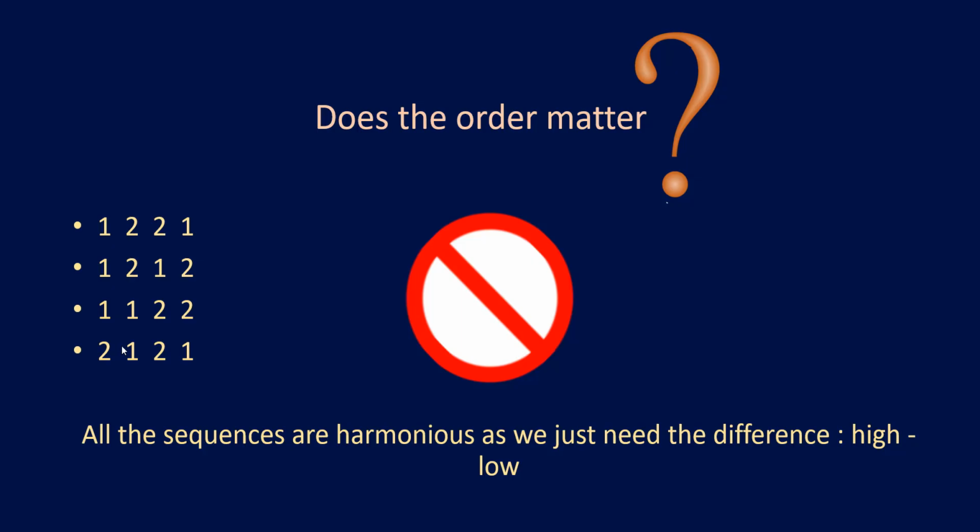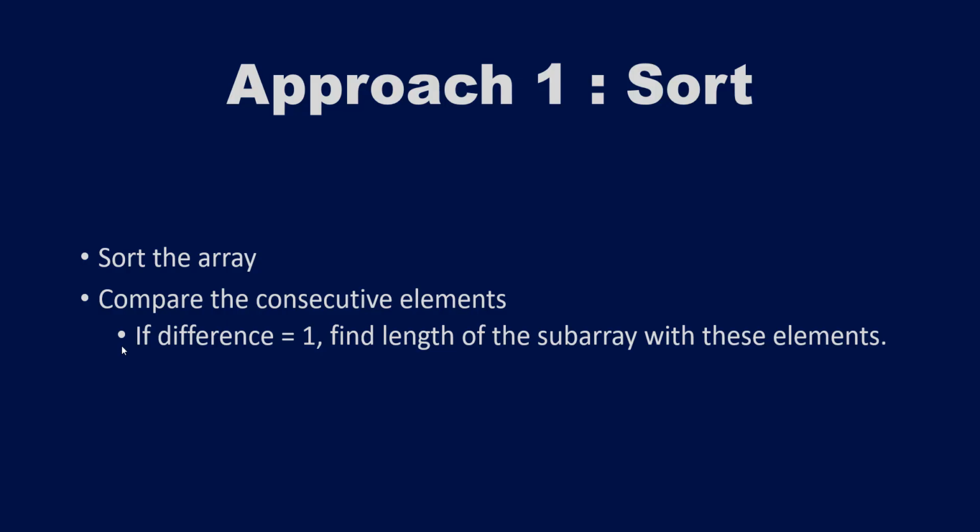So now what are the ways you can solve this? One of the ways that I can think of is sorting. We can sort the array, compare the consecutive elements, and if the difference is 1, I would find the length of the subarray with those elements and check whether that is maximum. If that is maximum, I update my max, or else my max stays what it was earlier. So this would take a time complexity of n log n.